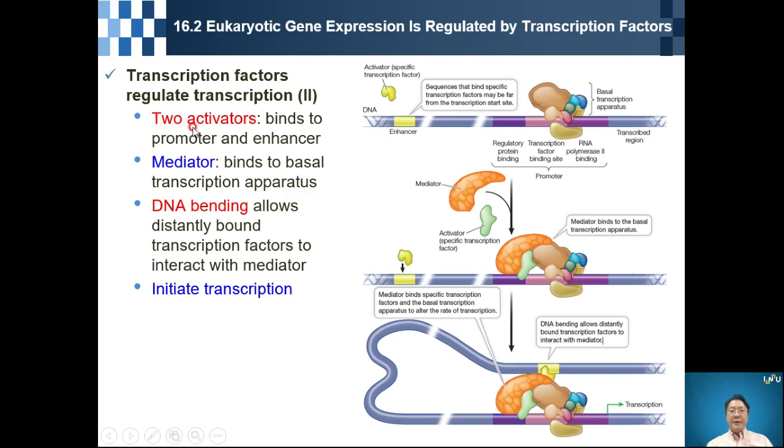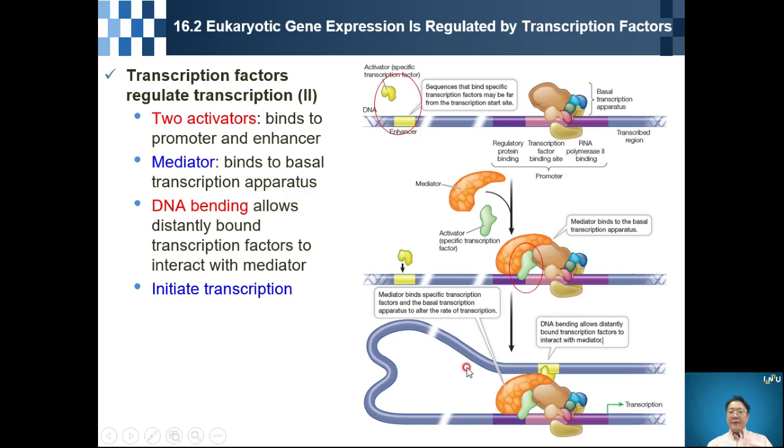two activators are involved in the transcription. One activator binds to the promoter region. Another activator binds to the enhancer region. After that, the mediator binds to the basal transcription apparatus.